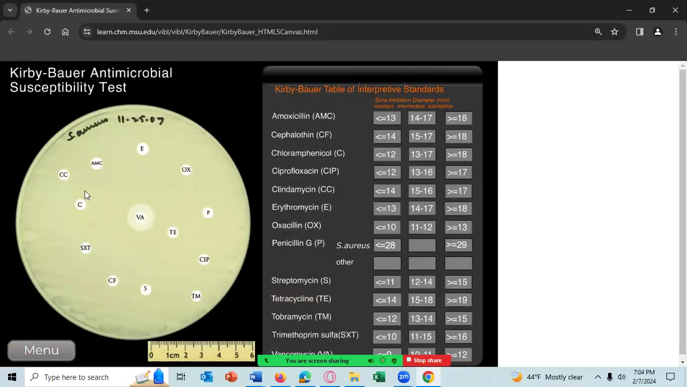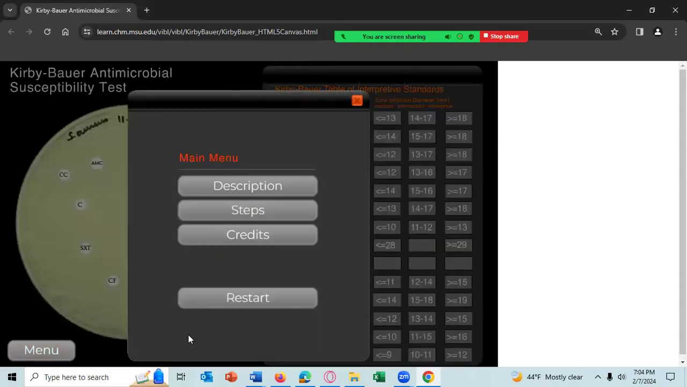And there's Staphylococcus aureus. And boy, there's only one that looks like it's having a zone of inhibition. Is that vancomycin? This must be what you call the MRSA, multi-drug resistant Staphylococcus aureus, because the only one that's working is vancomycin. Let me get that out of the way here. Anyways, that's how you do it.